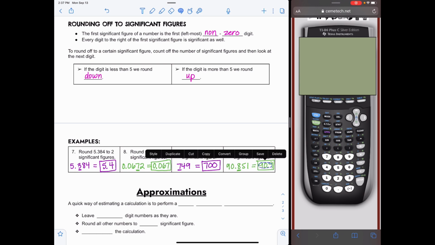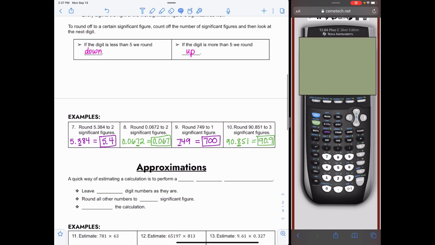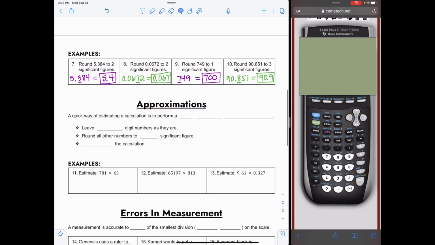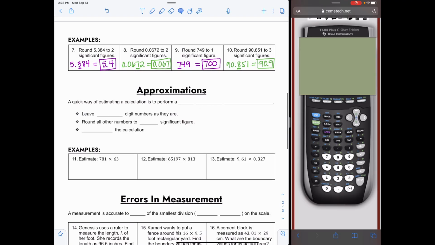Okay, so let's look at when we do approximations. So what you need to understand is that anytime we want to do an approximation, a quick way of estimating a calculation is to perform a 1-figure approximation, okay? A 1-figure approximation. And when we do this, you need to understand some key things.